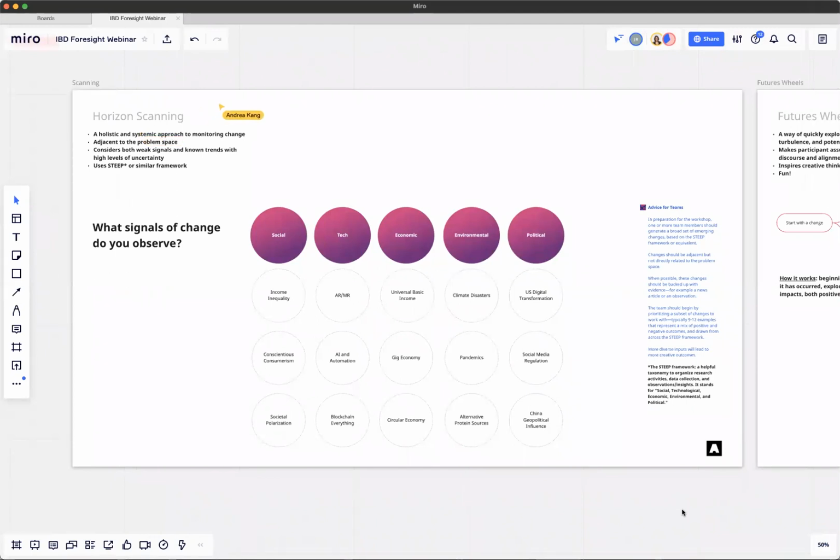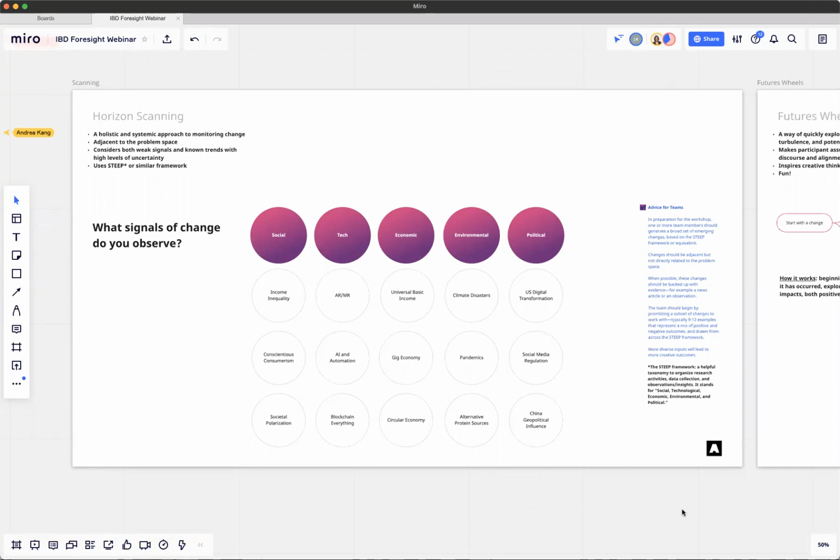So horizon scanning to a futurist is really the bulk of what they do every day. It's really looking at the world very, very broadly across the entire domain of human activity and looking for signals of change. So horizon scanning is really taking a holistic and systemic approach to monitoring change.